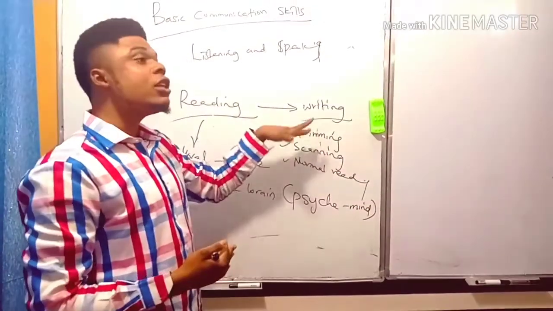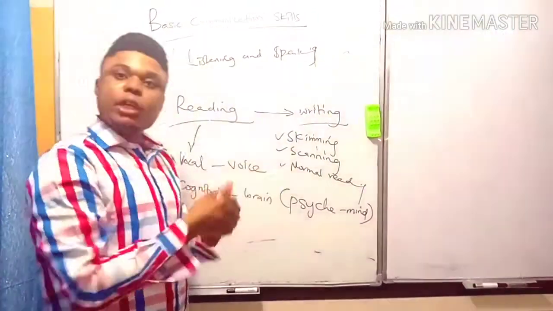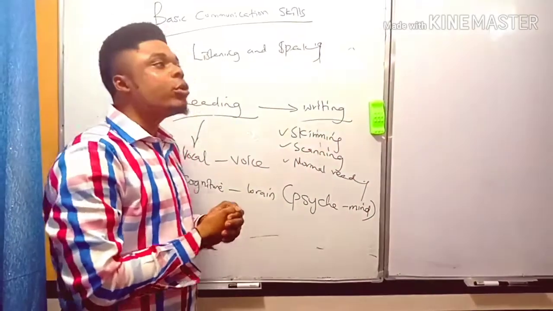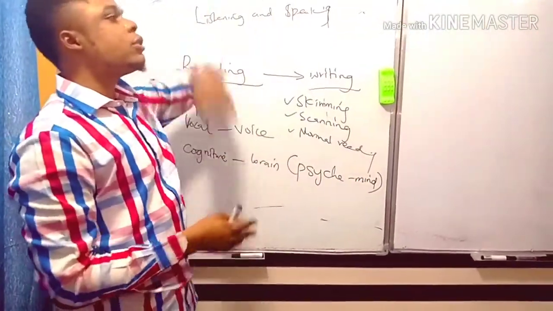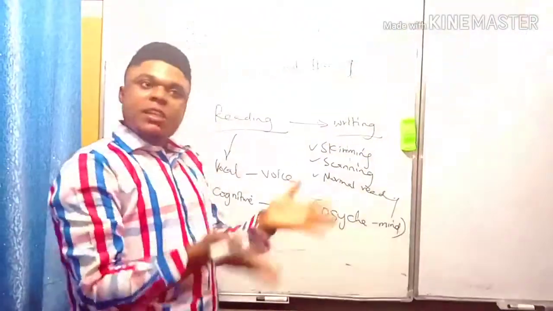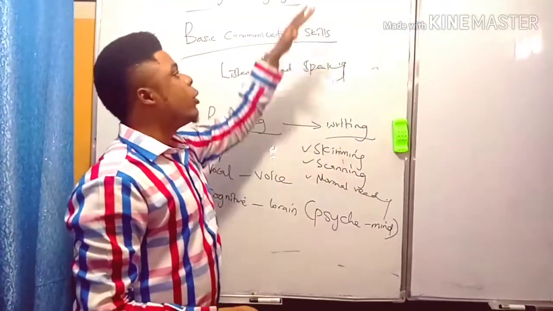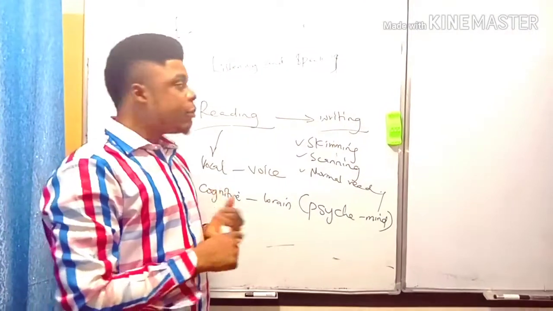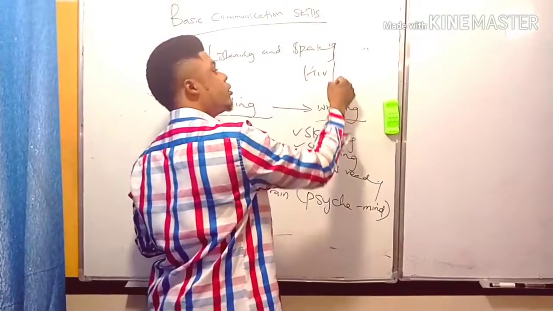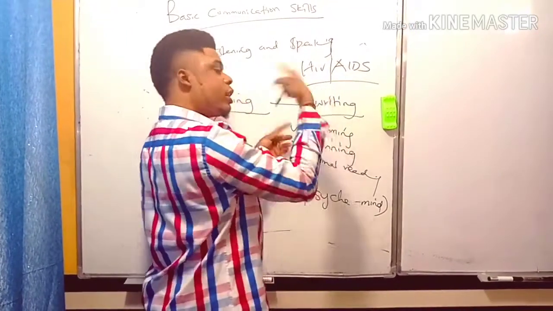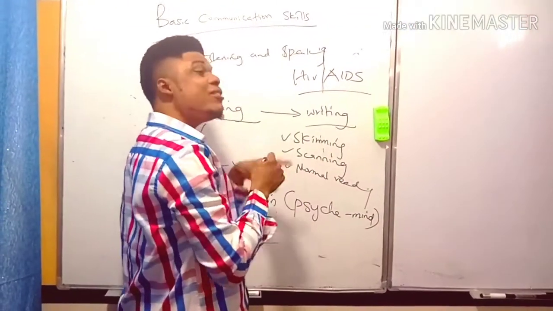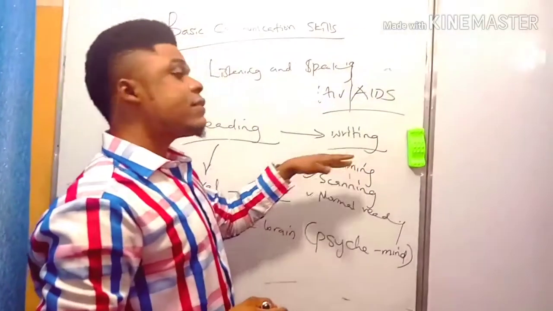Why do you skim? You skim to get major ideas, major points, central points. What is the text all about? Let's say we're reading a particular passage on HIV and AIDS. What are we skimming for? We're skimming to get the central idea. That means we're skimming to get what is HIV, what contrasts it with AIDS and the rest. We're skimming to get those ideas very fast. It is very, very fast, but not as fast as scanning.